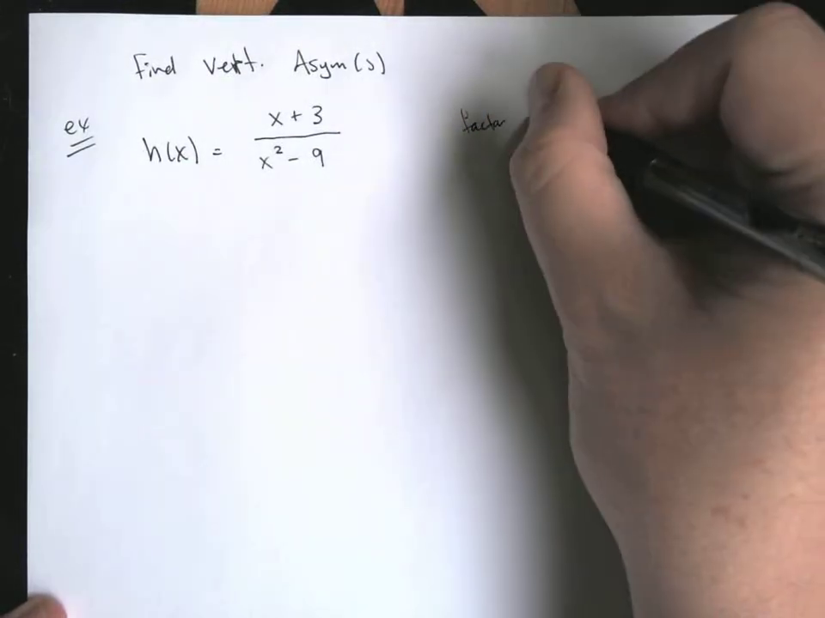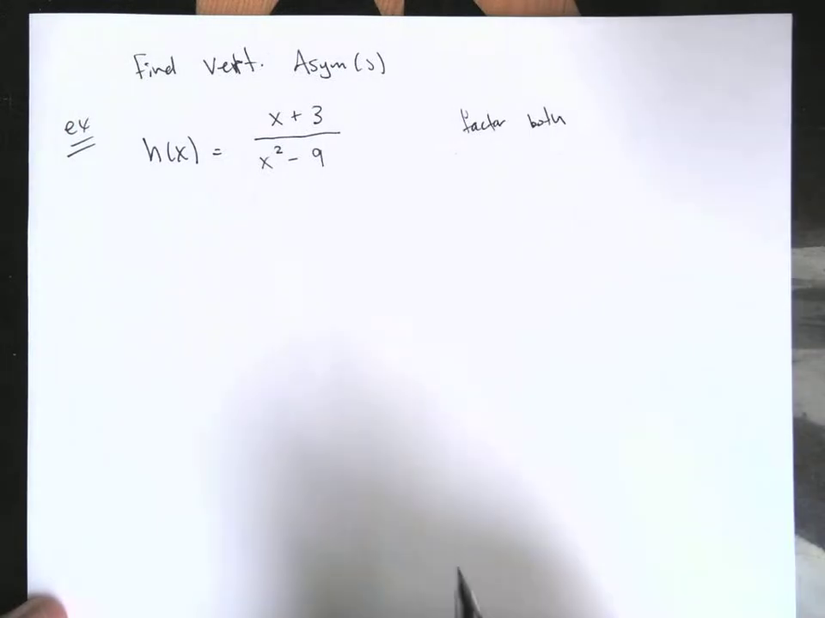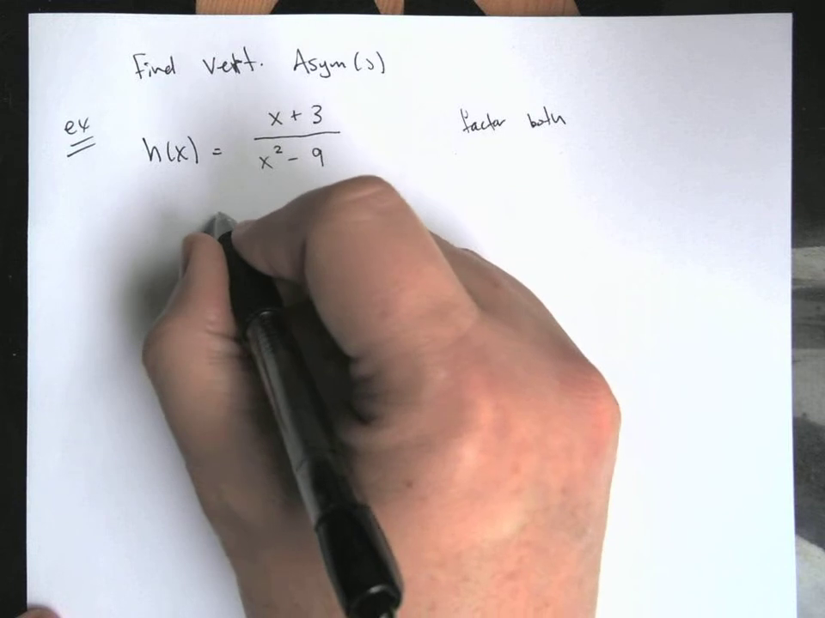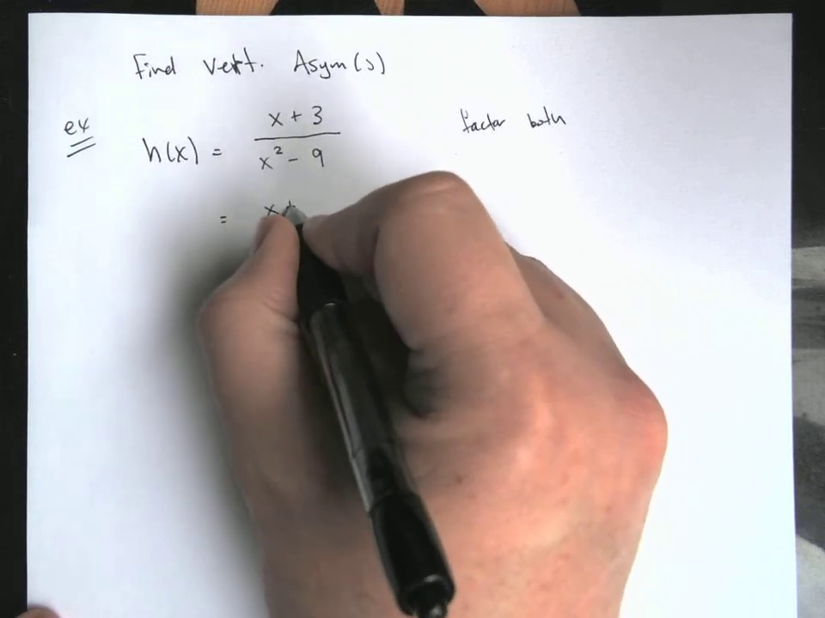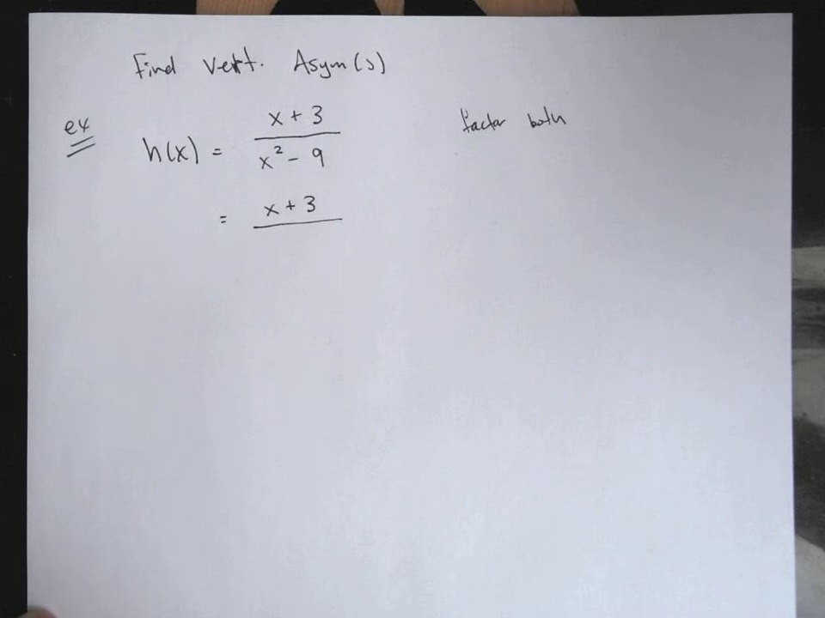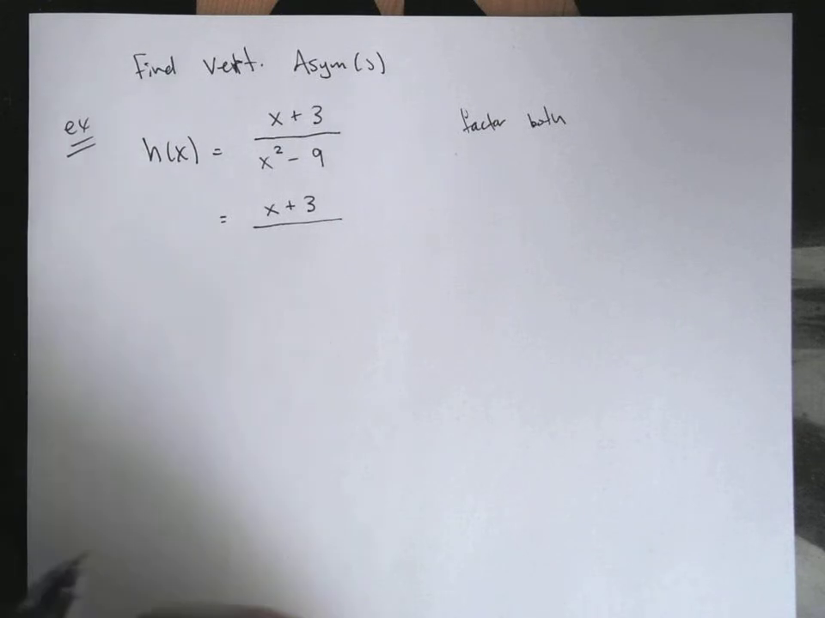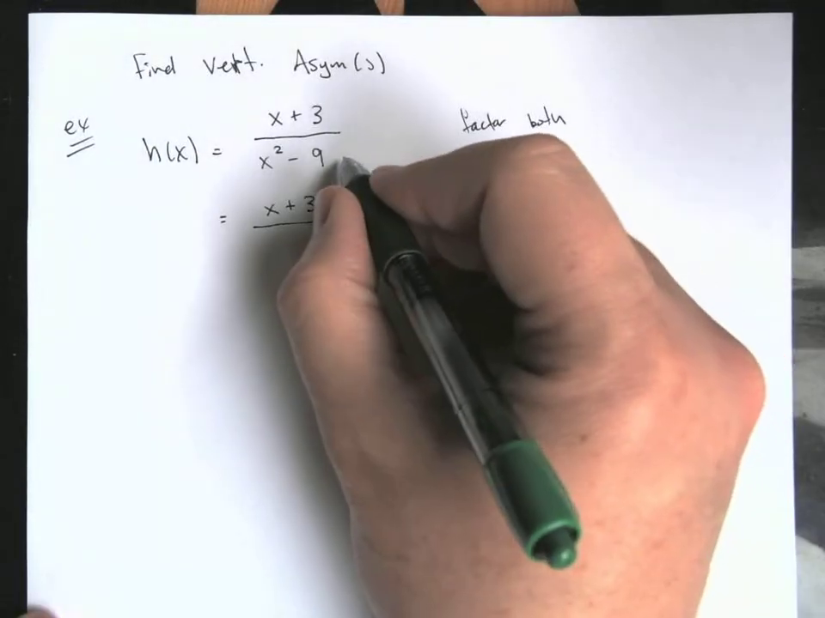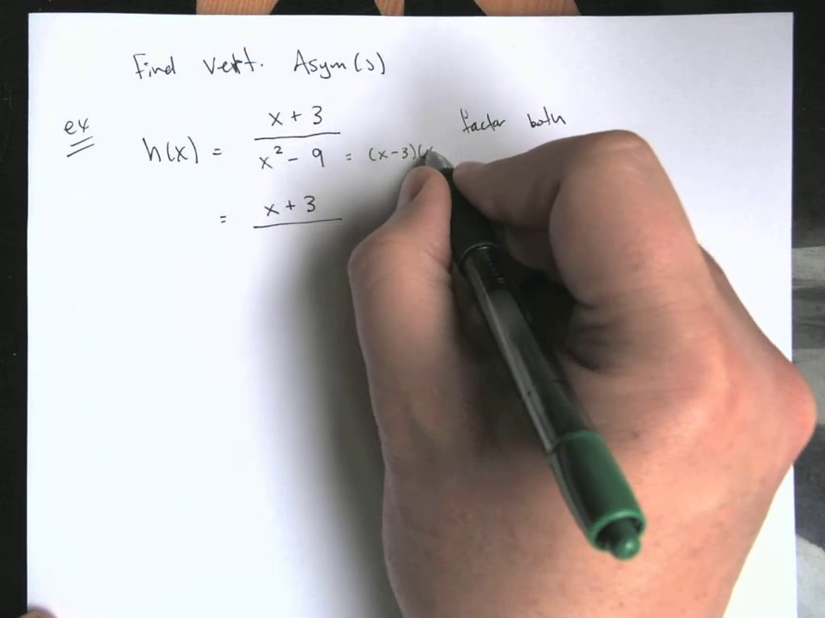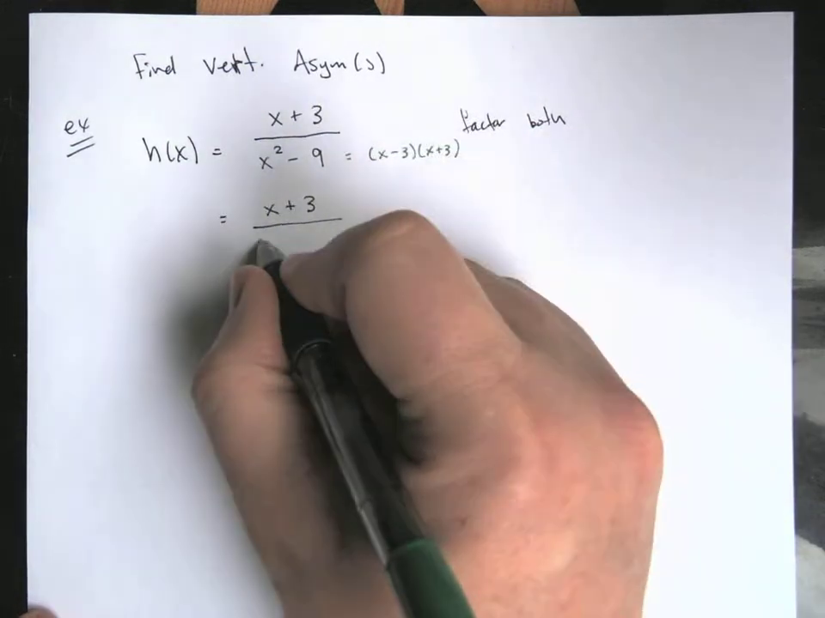in some sense we could almost do that right from the beginning. If we factor both the top and the bottom, we're going to see pretty quickly that there's overlap, right? So in some sense this is obviously just x plus 3. But if I factor the bottom, this x squared minus 9, that's our difference of squares, so that's going to be an x minus 3 times an x plus 3.